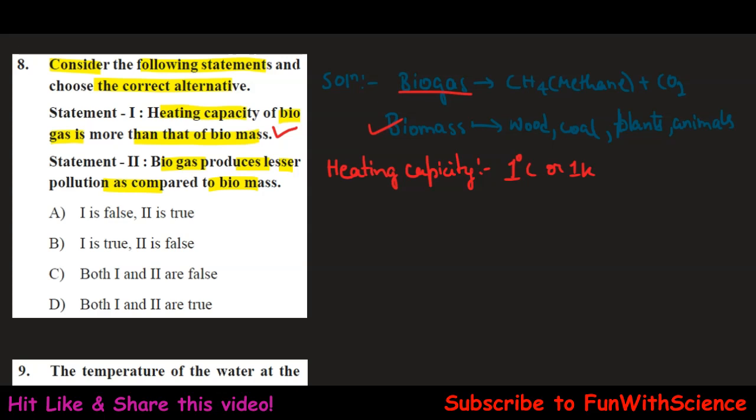Now coming to statement 2, biogas produces lesser pollution as compared to the biomass. As we know, biogas is composed of methane and carbon dioxide. Therefore, when we burn the biogas, it produces less harmful effects, so the biogas is less harmful than biomass, because biomass produces many toxic gases such as carbon monoxide, carbon dioxide, and other gases as well. Therefore, again we can say statement 2 is also right. So the correct option would be both 1 and 2 are true, that is option D is the correct answer.